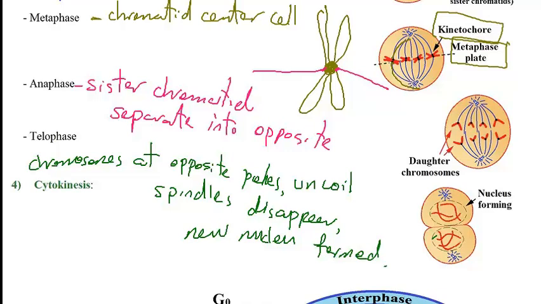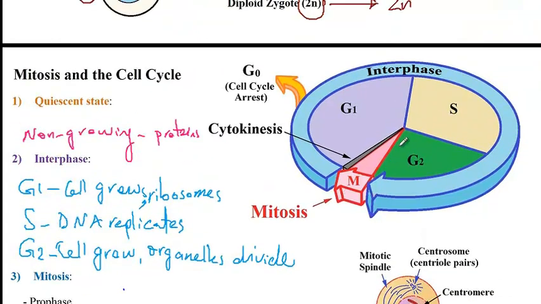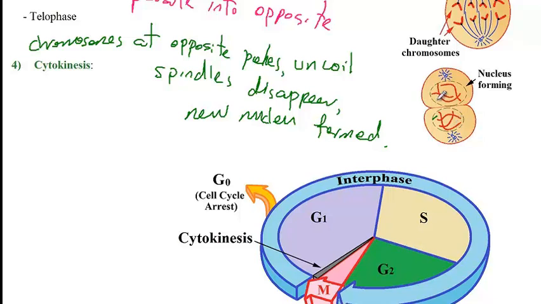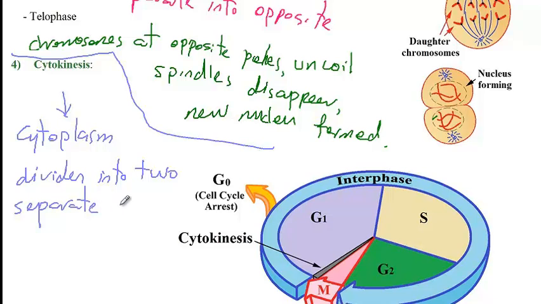Now the next stage is cytokinesis, which I've shown right here for you. After the chromosomes are divided, the next stage is cytokinesis, which is shown right here in this dark gray shade. And cytokinesis is division of the cytoplasm, because think of it, we've already divided the chromosomes, but we still need to divide the cytoplasm. So cytokinesis is the stage where the cytoplasm divides into two separate cells.